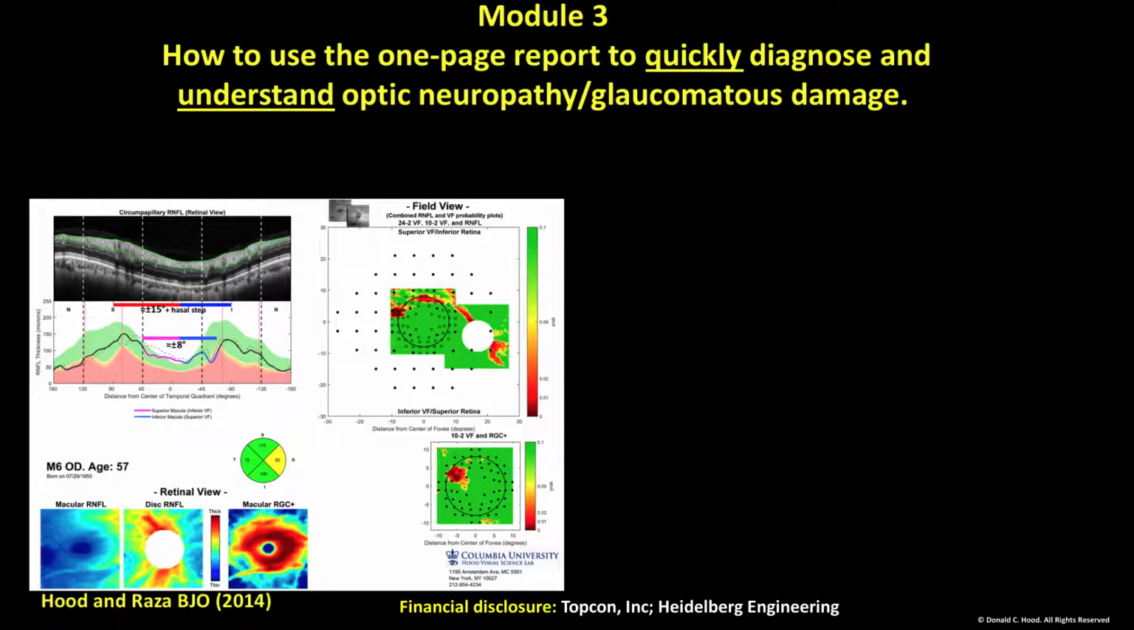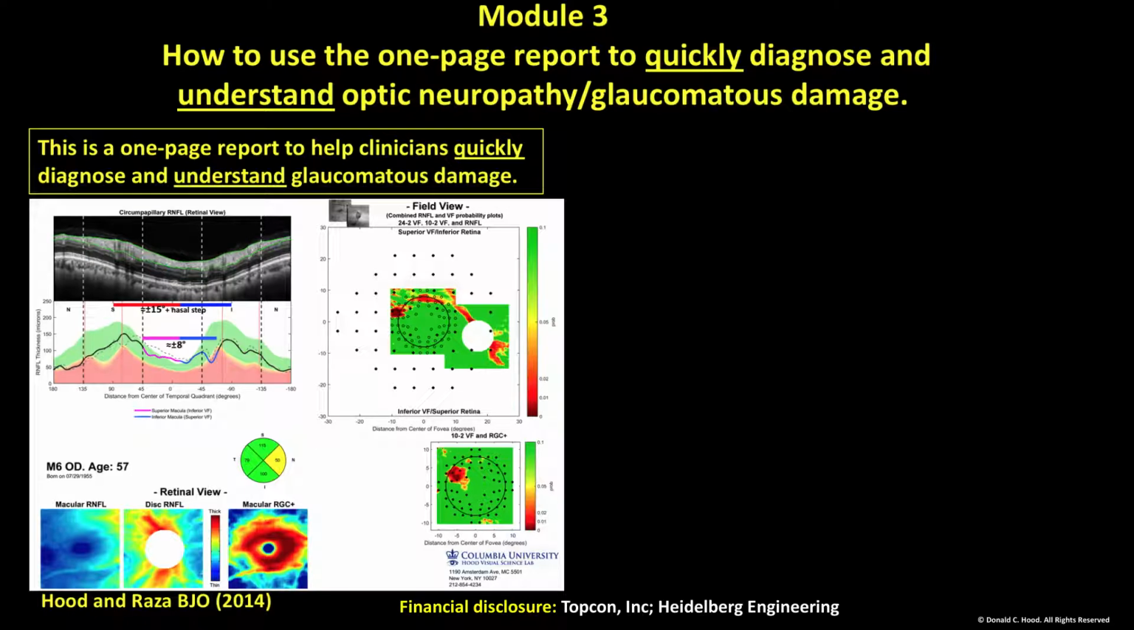Welcome to Module 3 in a series of lectures on how to identify glaucomatous damage on OCT scans. The topic for this module is how to use the one-page report that I described in Module 2 to both quickly diagnose and also to understand optic neuropathy, glaucomatous damage.